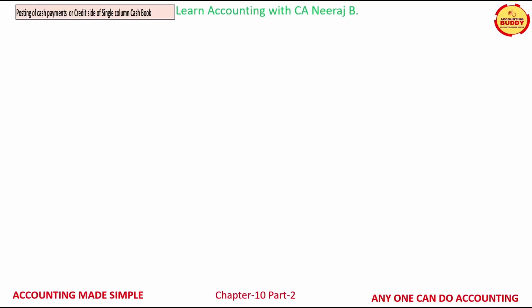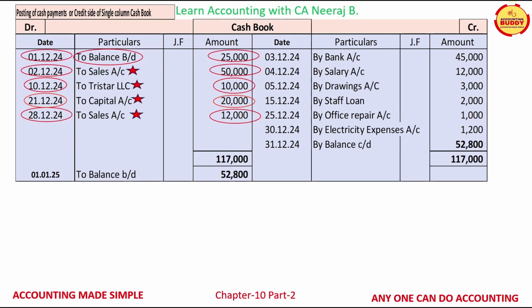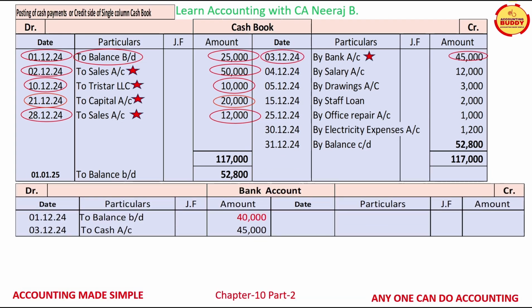Let us now learn the posting of cash payments or the credit side transactions of a single column cash book. Cash amounting to $45,000 is deposited in the bank on 3rd of December 24. Bank account will look like as appearing on your screens.